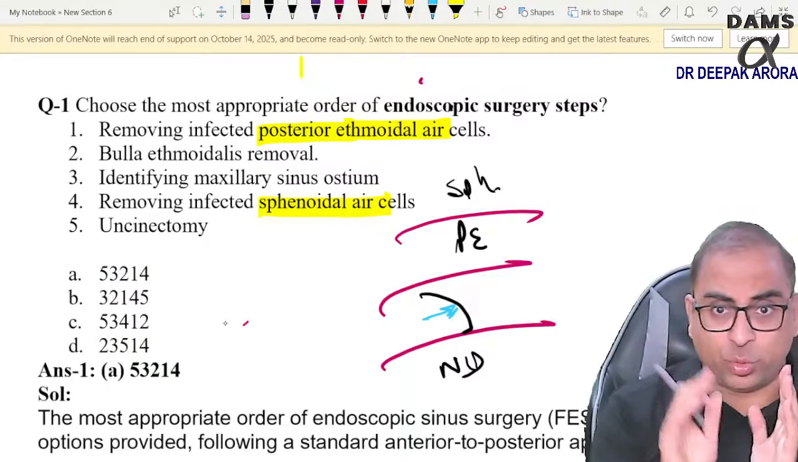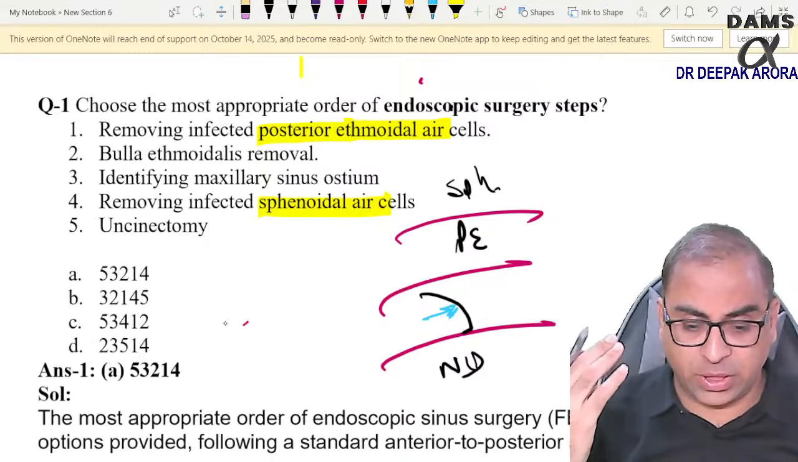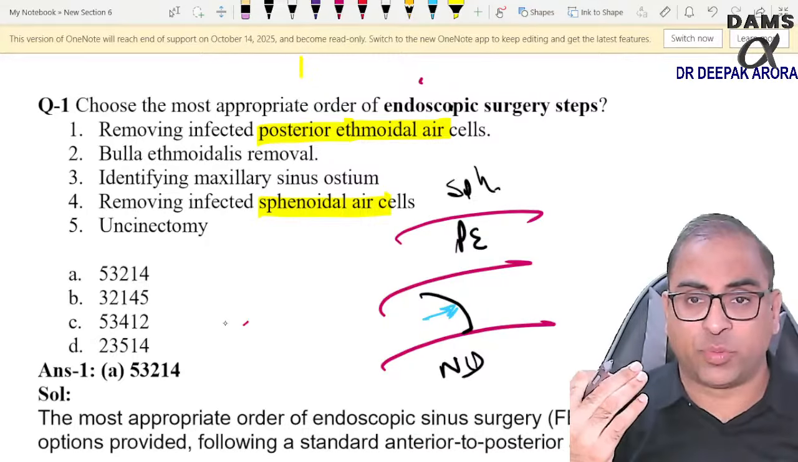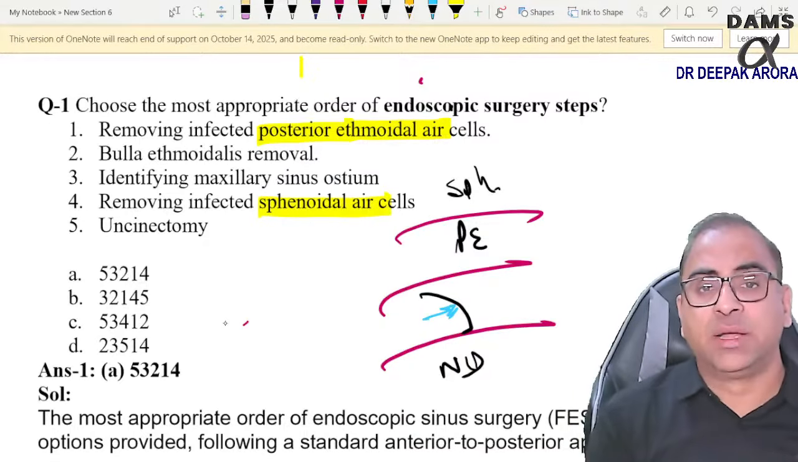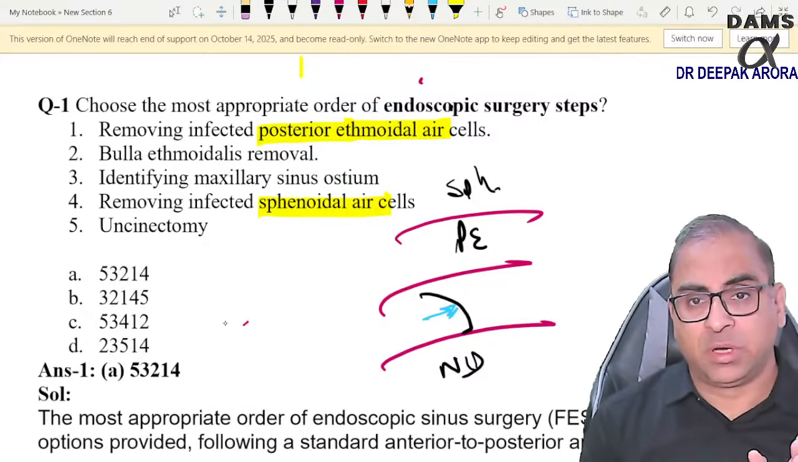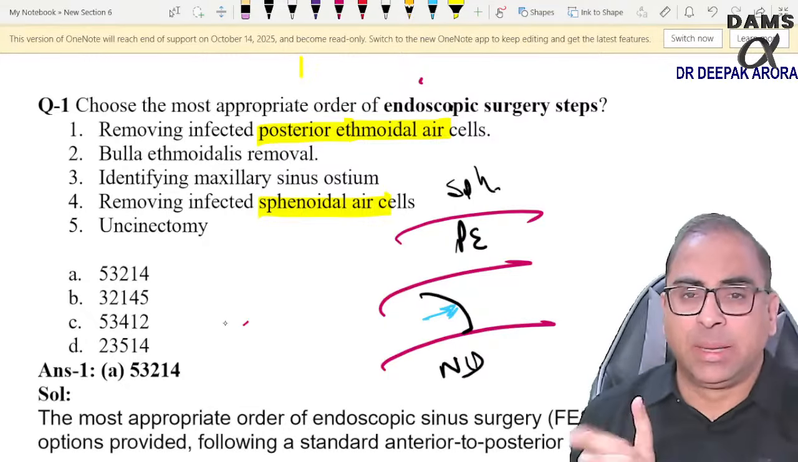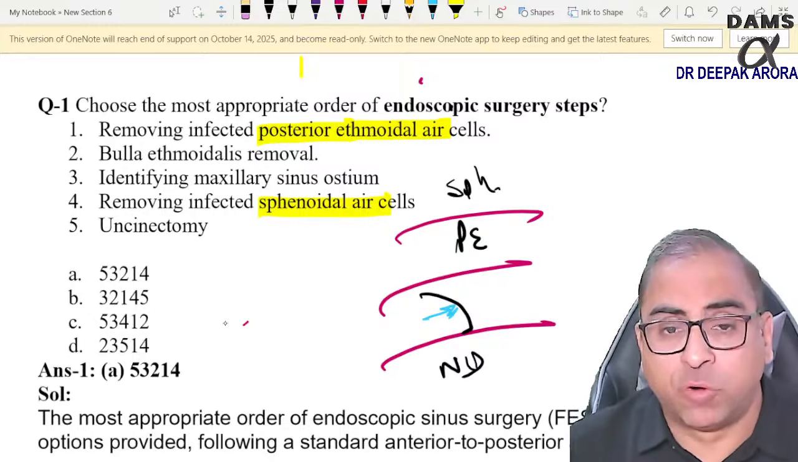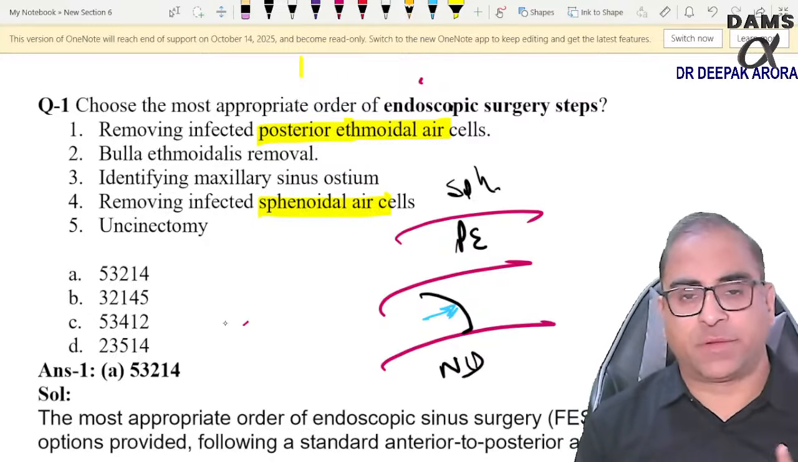How to crack these questions? Sphenoid should be the most posterior, and uncinate should be the first step. So option number 5 should be the first and option number 4 should be the last.